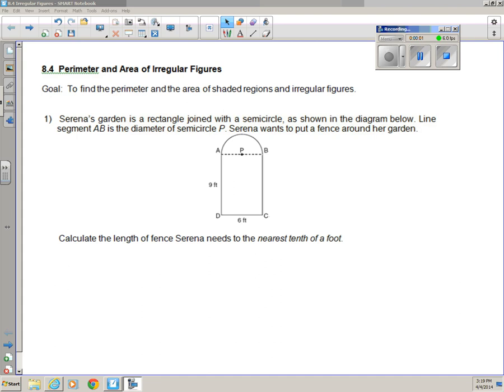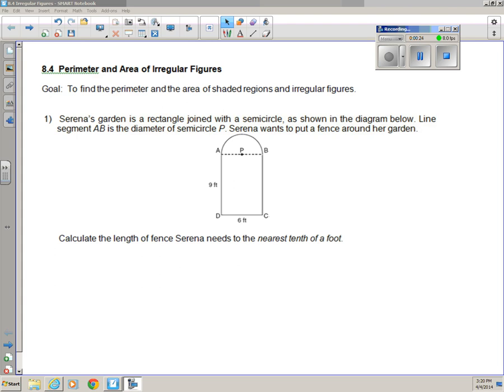So today's lesson, we're going to deal with area and perimeter of irregular figures. The first example: Serena's garden is a rectangle joined with a semicircle as shown in the diagram below. Line segment AB is the diameter of the semicircle. Serena wants to put a fence around her garden. Calculate the length of the fence that Serena needs to the nearest tenth of a foot.